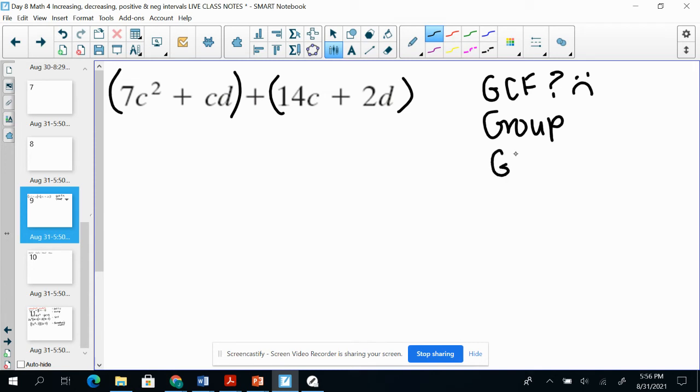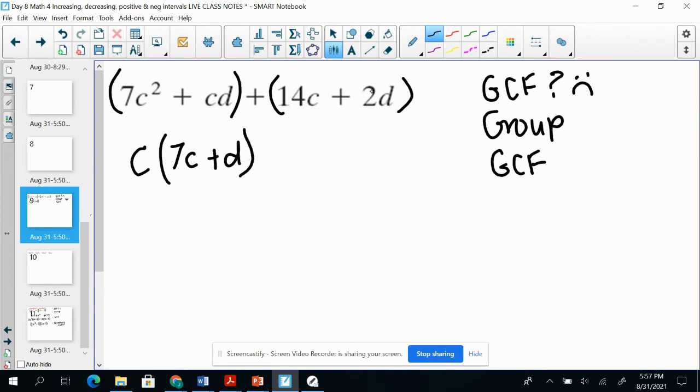Now we're going to look for a GCF again. I told you GCF is life. So 7c squared plus cd. 7, 1. Numerically, there's nothing they could pull out. They do both have a c. This one has 2 and this one has 1, so we can only pull out 1. So c times what gives me 7c squared? It's going to be 7c. And then c out of cd is going to leave me with a d.